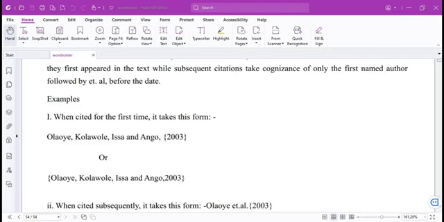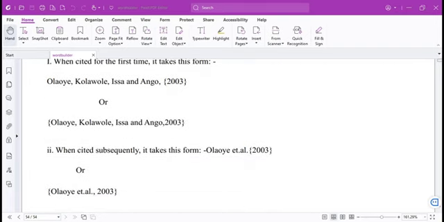You can see these are four authors. The first time, you make sure you type all their names, with the date. But subsequent ones, you only need to put the first name. You don't have to keep wasting your time, the space and everything, writing again and again. Once you've written all of them the very first time, subsequent ones, you only need to write the very first surname, Olaoye. When you write the first surname, then you put et al. That et al indicates that there are other names following that Olaoye.